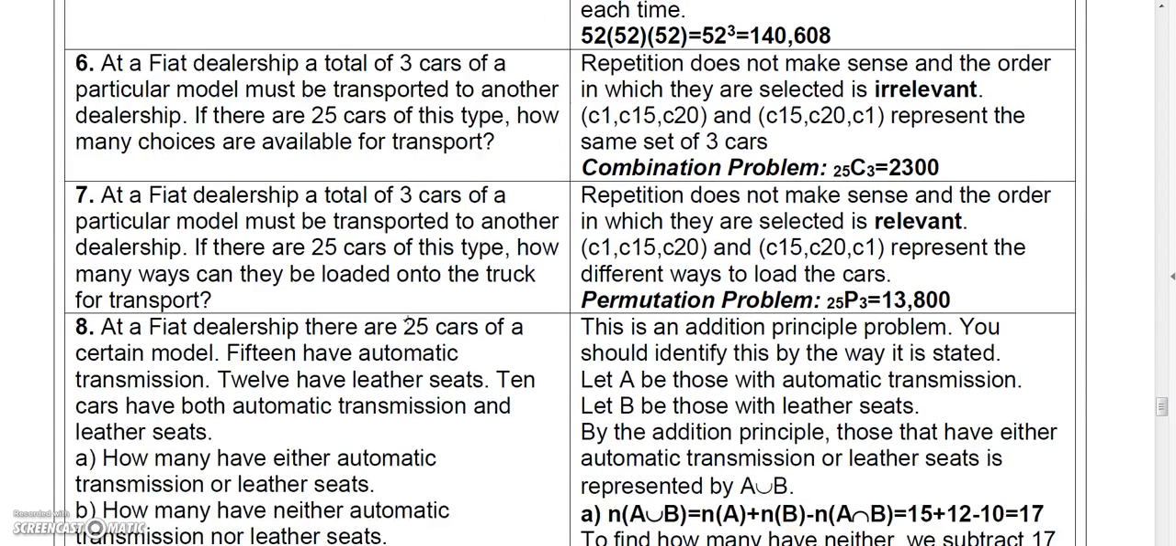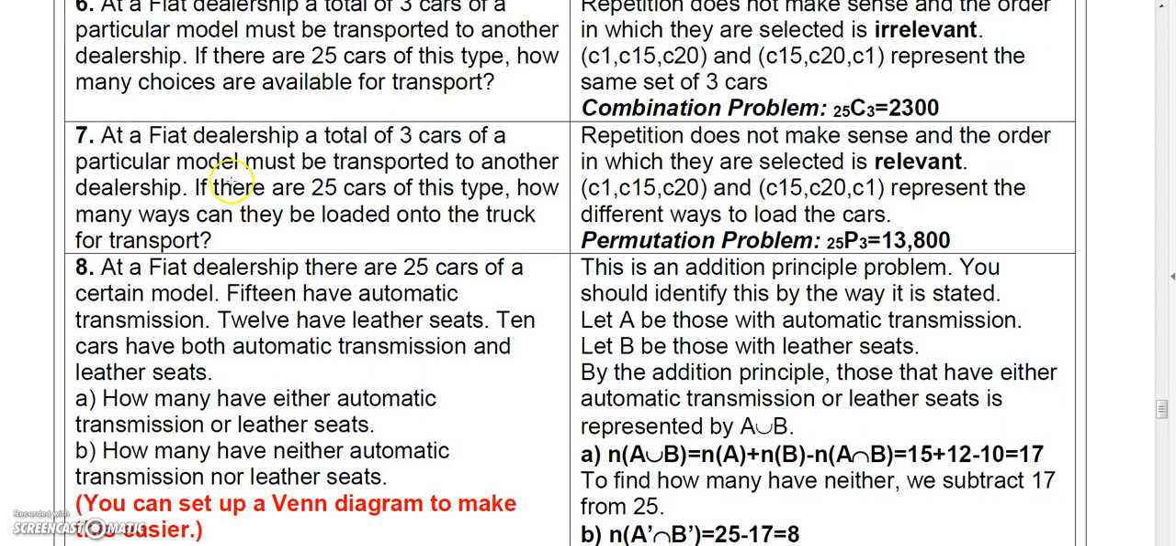Now, if we force the order of the cars to matter, like I did in number 7, I'm asking you not how many ways I can choose 3 cars, but how many ways I can load these 3 cars onto the truck. Well, then if I choose car 1, car 15, and car 20, that would imply car 1 goes on first, car 15 goes on second, car 20 goes on third. But if I change the order, then that changed the order which they're loaded. So that tells me that order is relevant. So this would be now a permutation problem, 25P3.